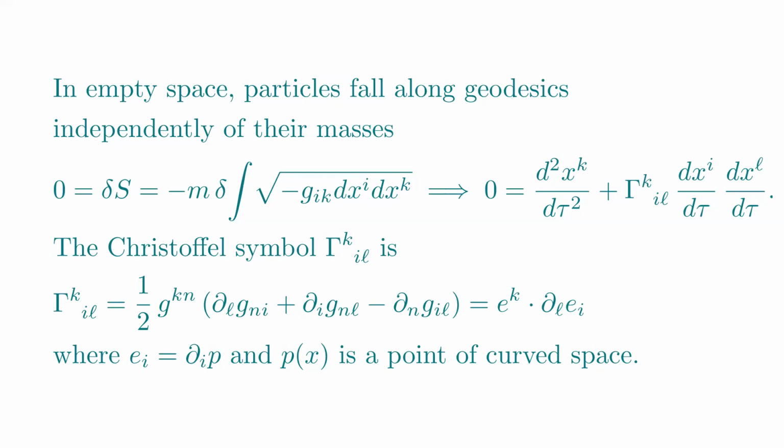The equation is given by this, that the first order change in the action should vanish, and you plug it in and you get this geodesic equation. The Christoffel symbol here is, in terms of the metric, written this way. In terms of tangent vectors, it's written that way.